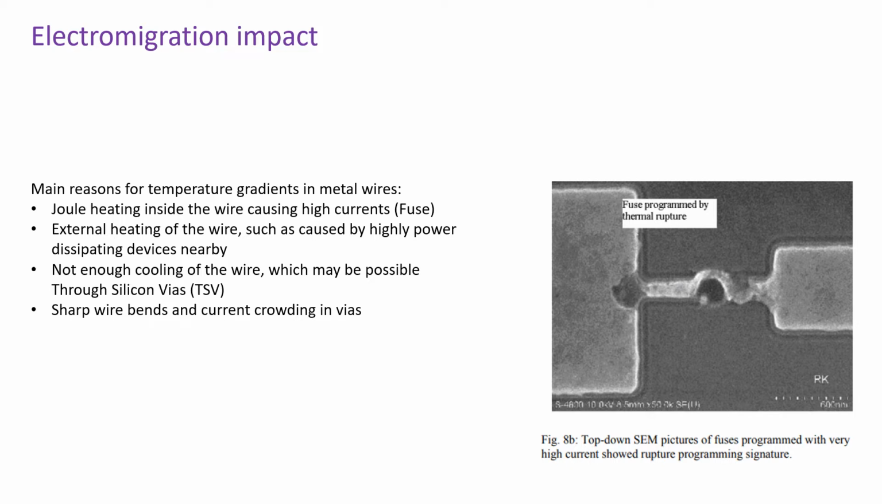Another way by which temperature gradients will increase is in ICs, when some special considerations are not taken, whenever there are any sharp wire bends, current crowding will occur. Because of that high current, again you can consider that joule heating, and then it will lead to higher temperature and thermal migration will occur.